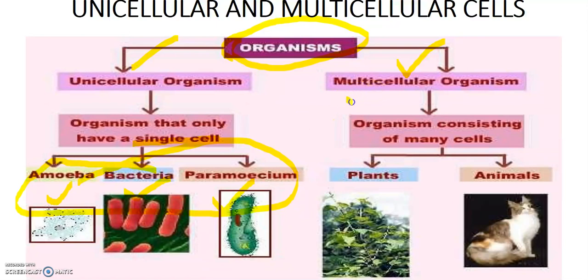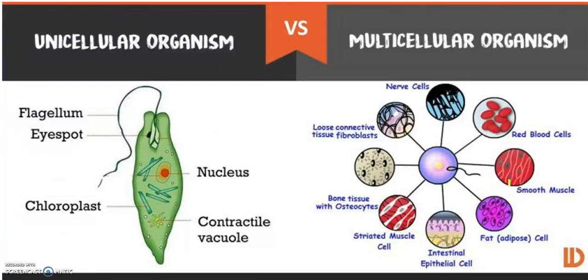The other category is multicellular organisms, the organisms consisting of more than one cell. These are all sorts of plants that are around us, and the animals, most of the animals.